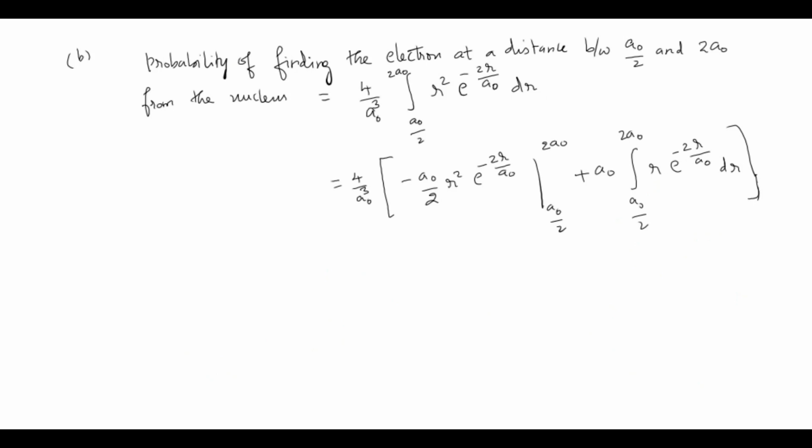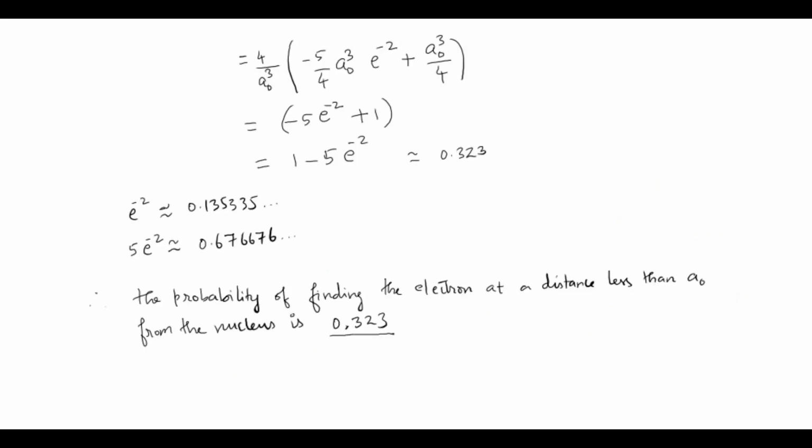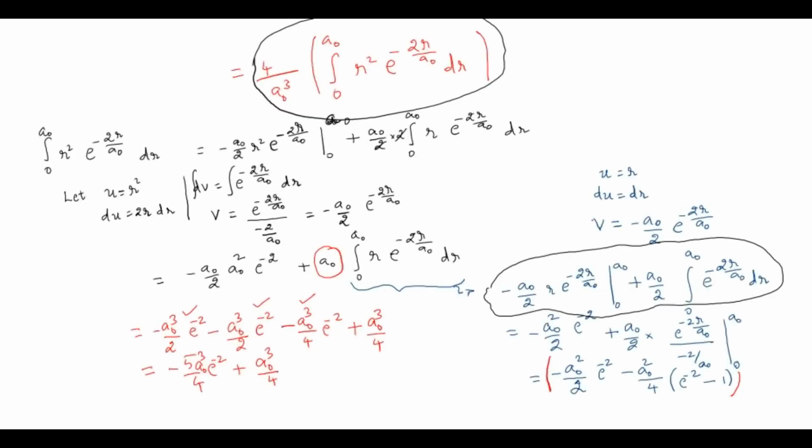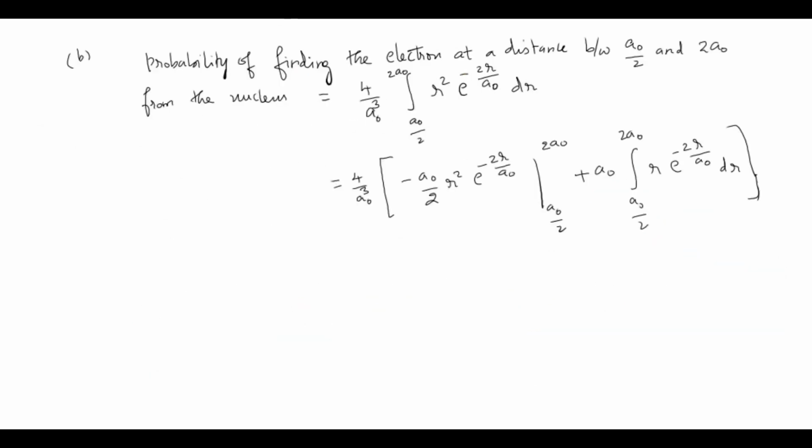Okay, so this integral limit value is minus a naught by 2r times that exponential part. So this part I am just substituting in a bracket. Let us put this entire thing as a bracket, the integral part. So minus a naught by 2r e power minus 2r by a naught, from a naught by 2 to a naught.